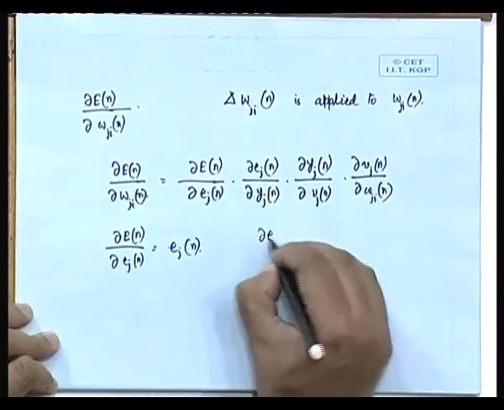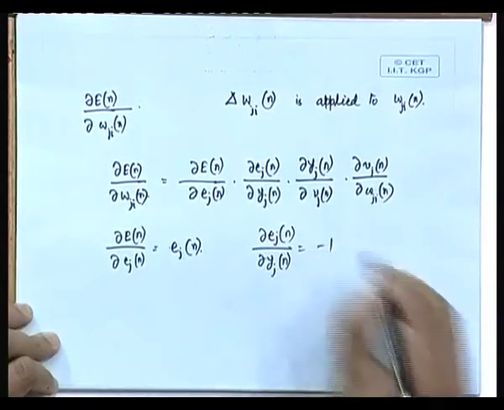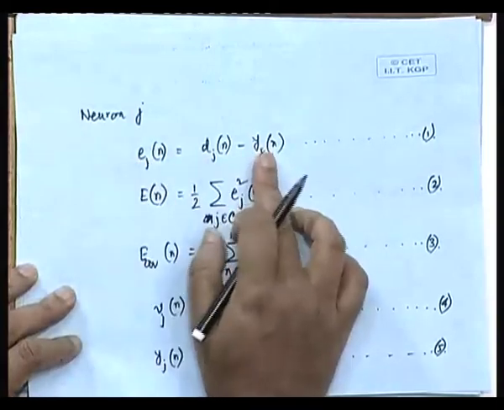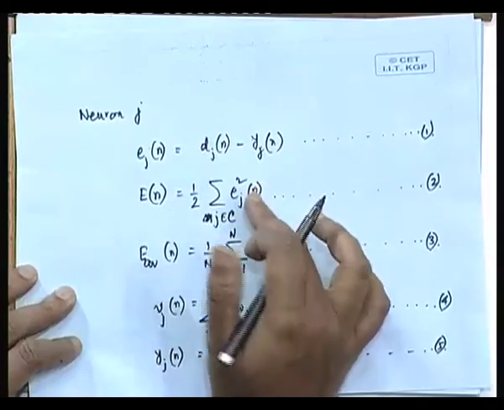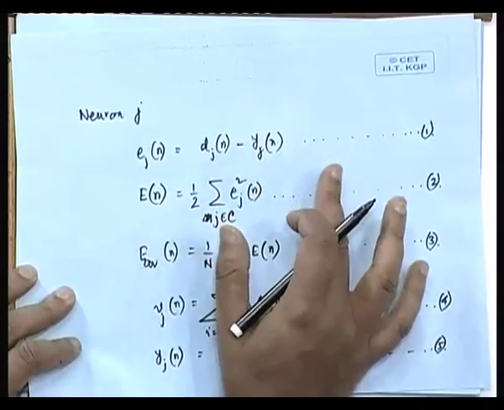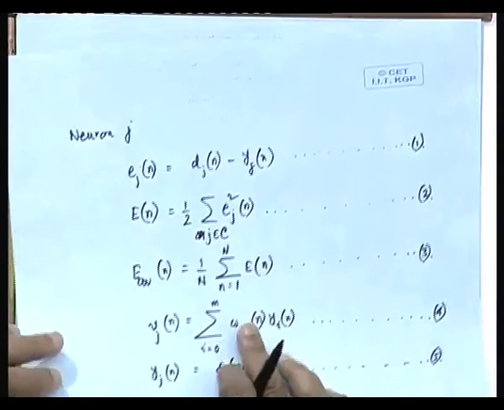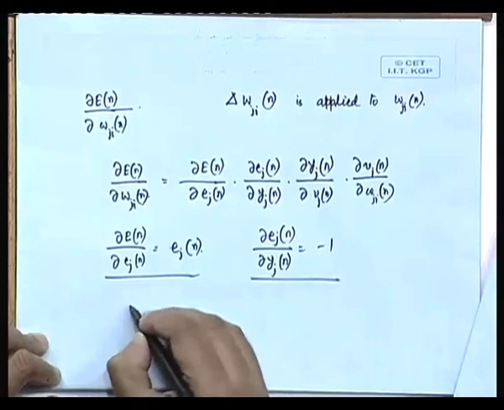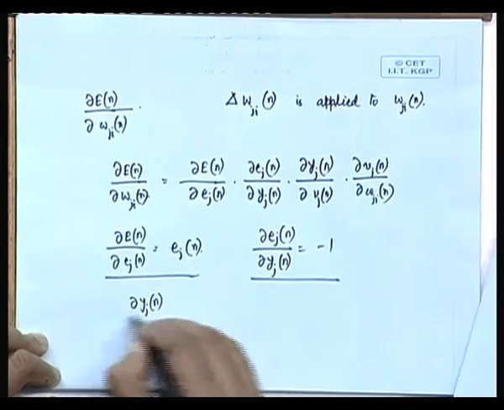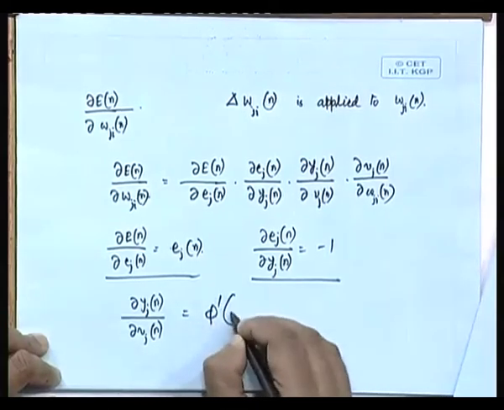And what is dou Ejn dou Yjn? That is very simple: just take the derivative. dj is not varying with respect to Yj, so dou Ej dou Yj is simply equal to minus 1. Then what other terms are required? The first two terms are computed. The third term is dou Yjn dou Vjn, and that is simply equal to phi dash.